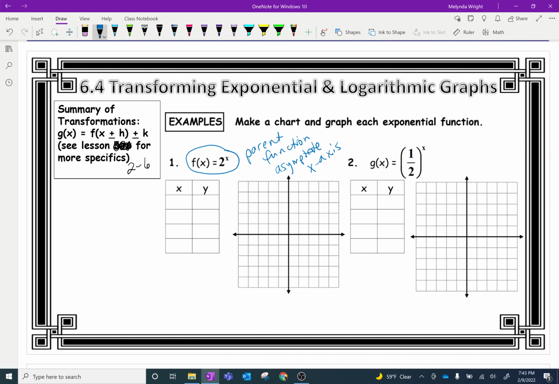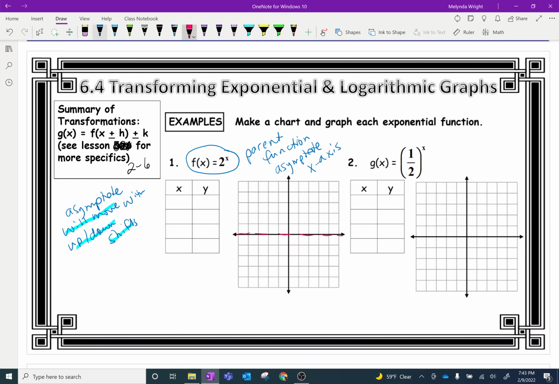So for transformations, this asymptote will only move with up, down shifts. Okay, so it will only move with up-down shifts. That's the only way it's going to move. So here, let's go ahead and draw the asymptote for this parent function. So it's on the x-axis.